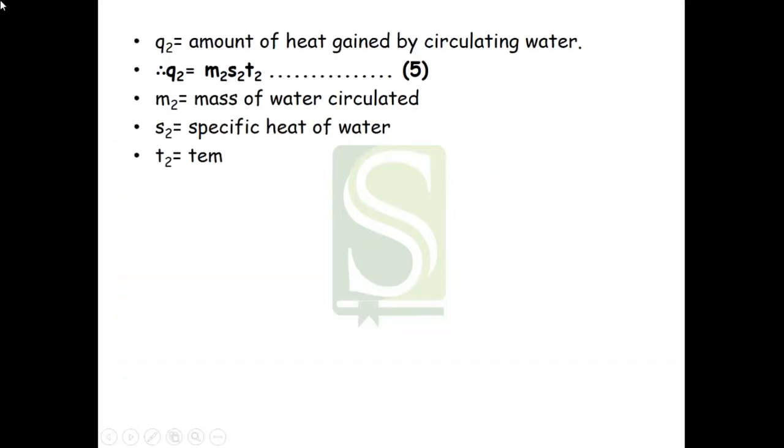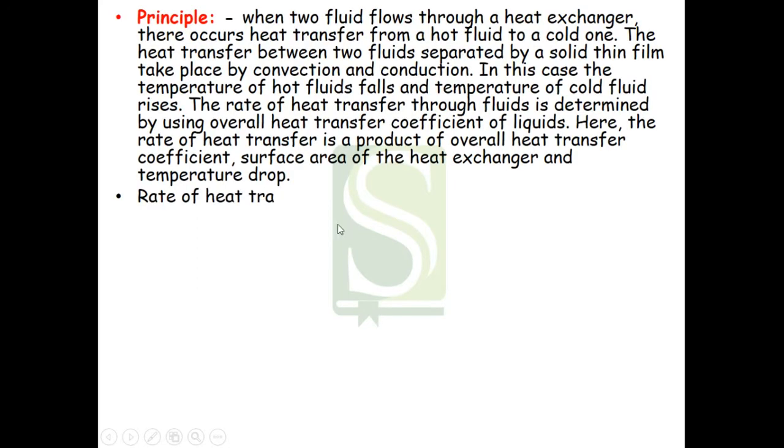Now what is Q2? Q2 is the amount of heat gained by the circulating water. So Q2 is equal to M2 S2 T2, where M2 is the mass of water which is circulated, S2 is the specific heat of water, and T2 is the temperature rise. The principle of this experiment is that when two fluids flow through a heat exchanger, there occurs heat transfer from a hot fluid to a cold one.